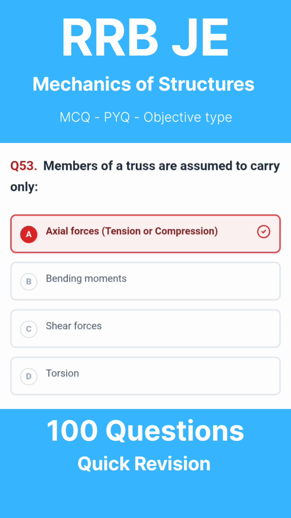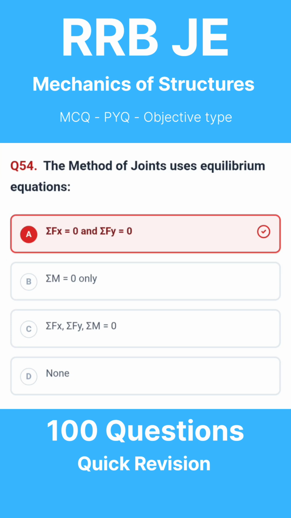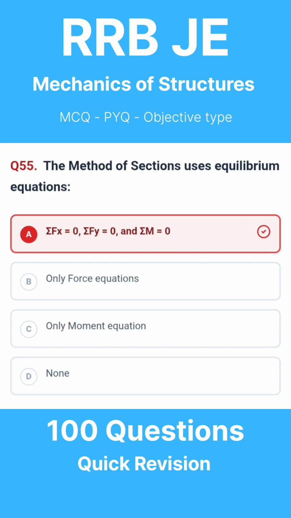Question 53. Members of a truss are assumed to carry only. The correct answer is axial forces, tension or compression. Question 54. The method of joints uses equilibrium equations. The correct answer is sum of Fx equals 0 and sum of Fy equals 0. Question 55. The method of sections uses equilibrium equations. The correct answer is sum of Fx equals 0, sum of Fy equals 0, and sum of M equals 0.